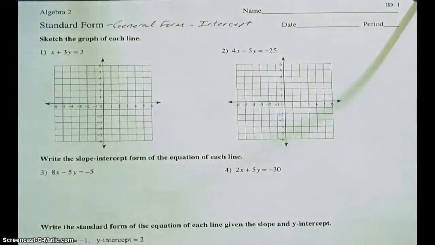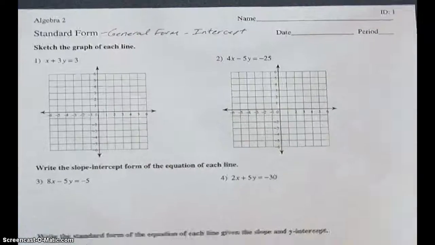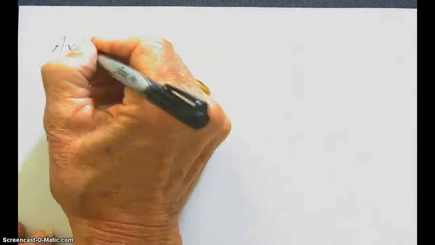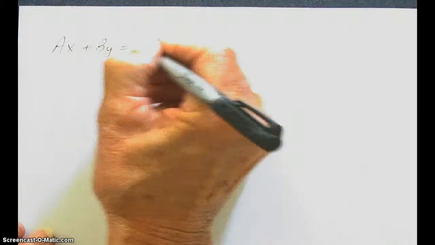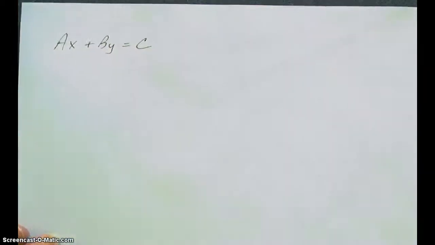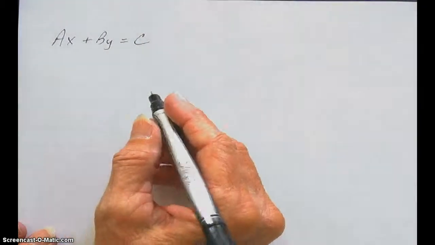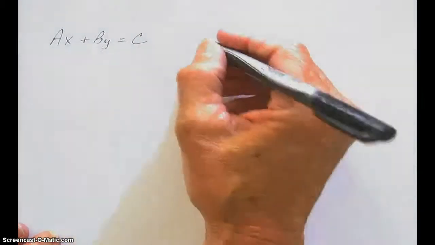If you guys would go to the back of your worksheet, I'm going to give you some rules about standard form, and then I'll show you how we draw and work through some problems. So if you'll flip your page over, let me give you the standard form of a line, and I'll explain what all these A, B, Cs are. There are some rules for A, B, and C.